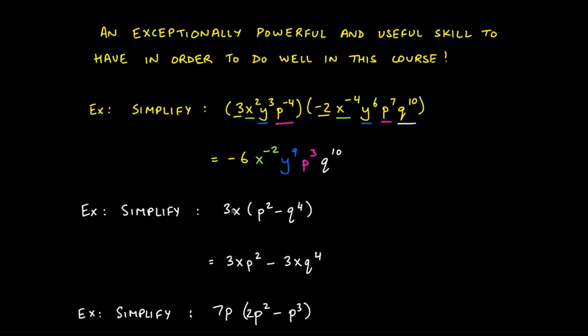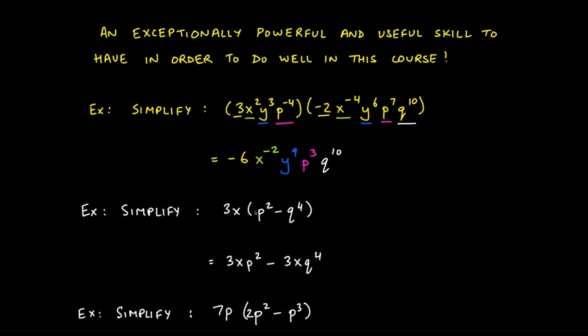So you can think of this as a distribution of 3x into p squared and q to the 4th. You can call it different things, but really all you're doing is distribution of 3x into p squared minus q to the 4th. So let's get started.